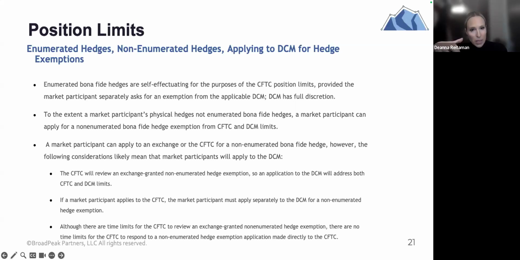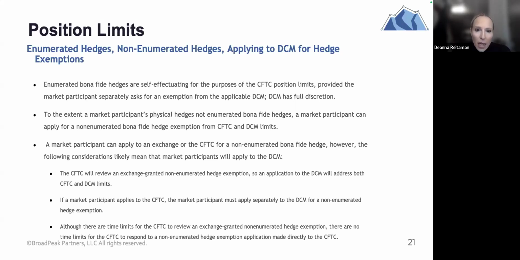Now, to the extent that a market participant has physical hedges that are not enumerated bona fide hedges, then you have to actually apply for a bona fide hedge exemption from both the CFTC limits and the exchange limit. And you can apply to the exchange or the CFTC. However, the following considerations that I list here likely mean that the participant will apply to the DCM. The CFTC will review an exchange granted non-enumerated hedge exemption. So any application to the DCM has to address both the CFTC limits and the DCM limit. If a market participant applies to the CFTC, then you have to do a separate application to the DCM.